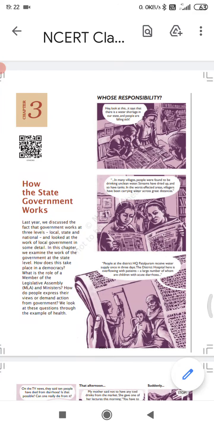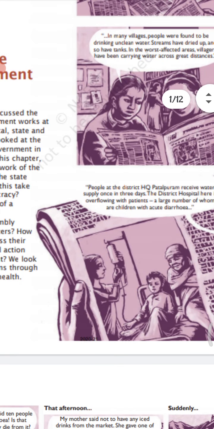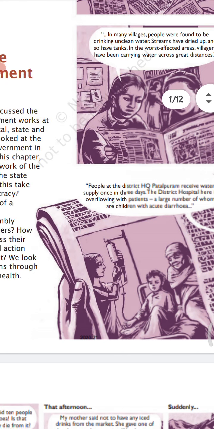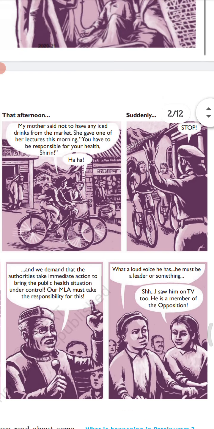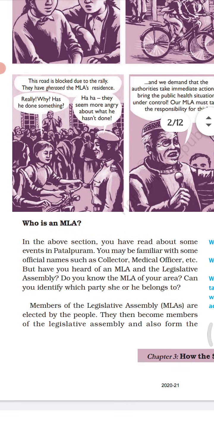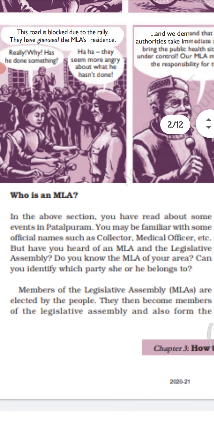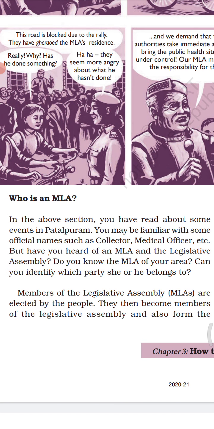We are discussing chapter 3 of Civics, that is how the state government works. So yesterday we discussed some incident of scarcity of water in an area and the disease of diarrhea, and then we discussed the MLA. So let's start with who an MLA is. In the above section, we will start from here.